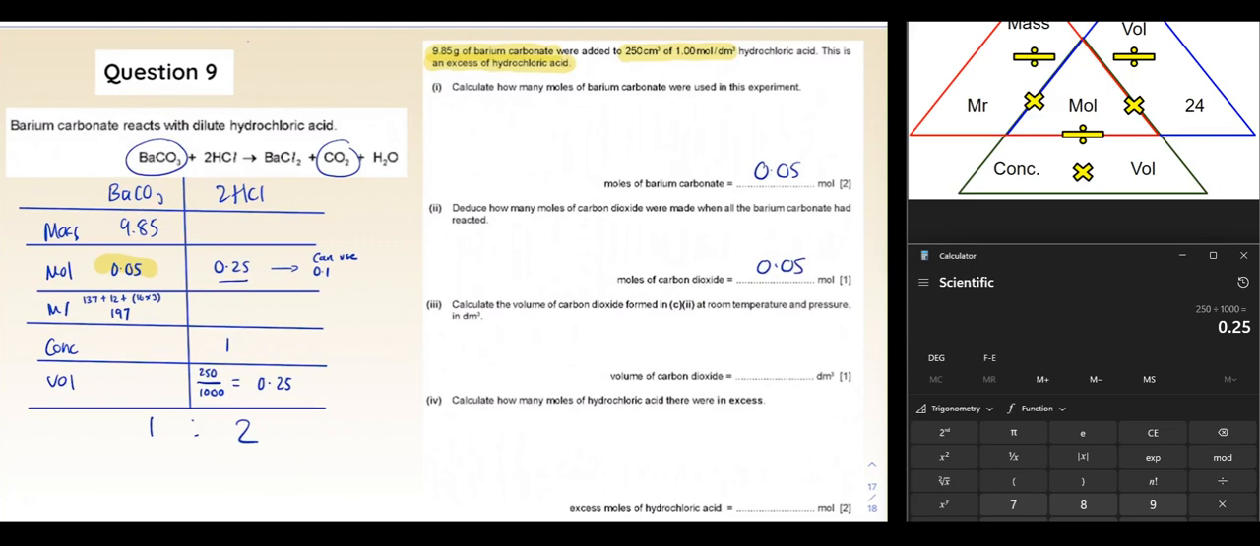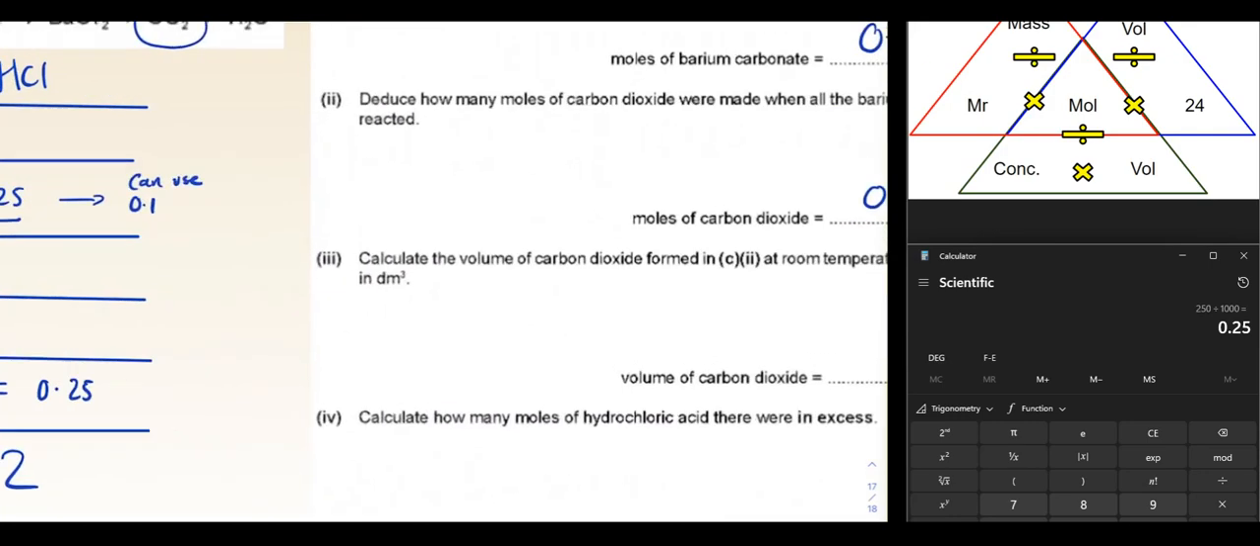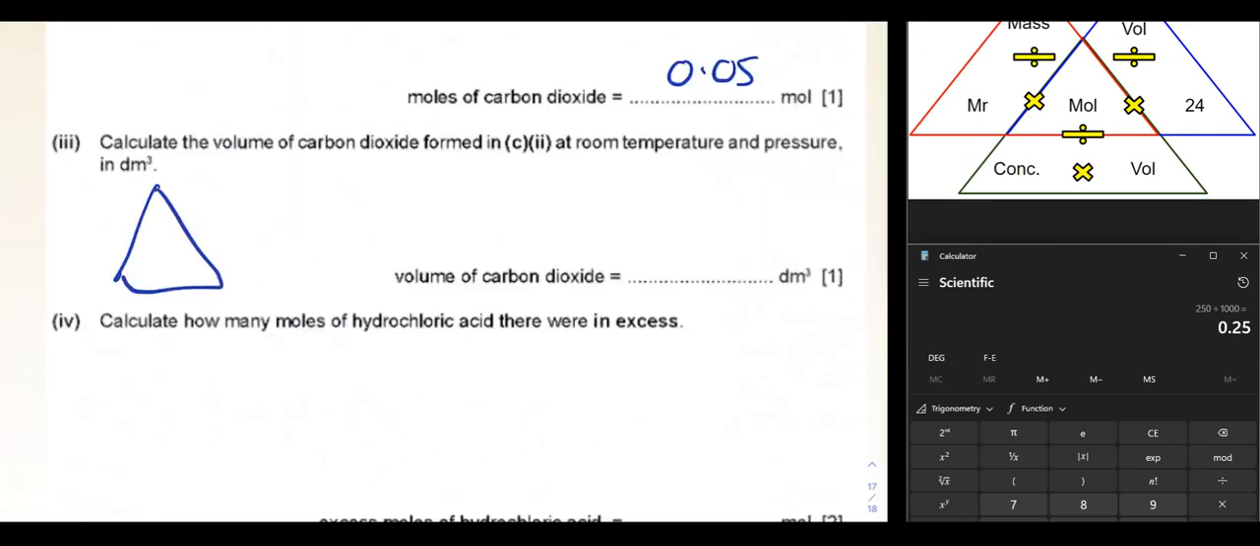Calculate the volume of carbon dioxide formed at room temperature and pressure. So for this we need to use our vol, mole, 24 triangle. We want to find the volume. We do the moles, 0.05 times by 24. So let's do that. 0.05 times by 24 gives us 1.2. So 1.2 decimeters cubed worth of carbon dioxide formed.